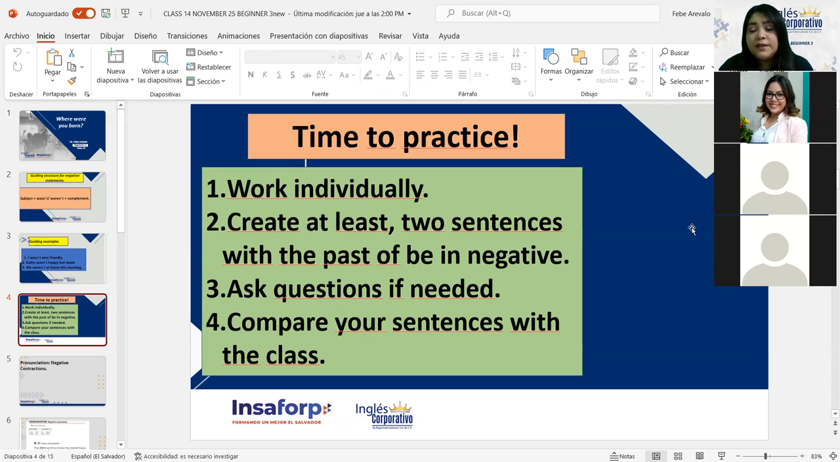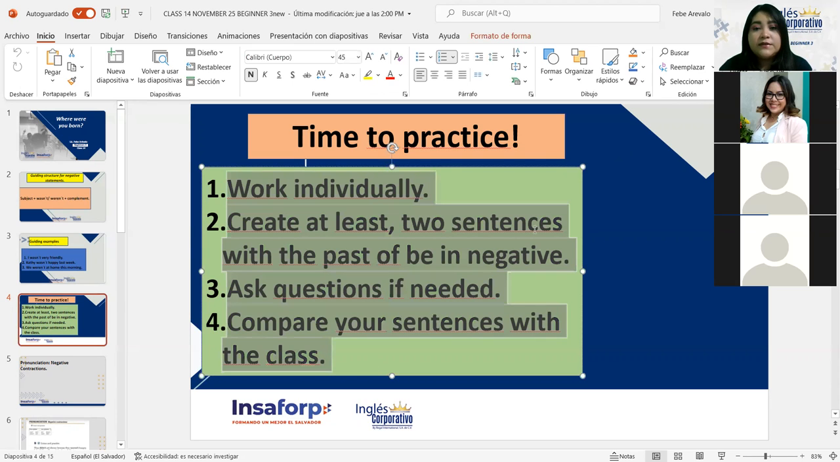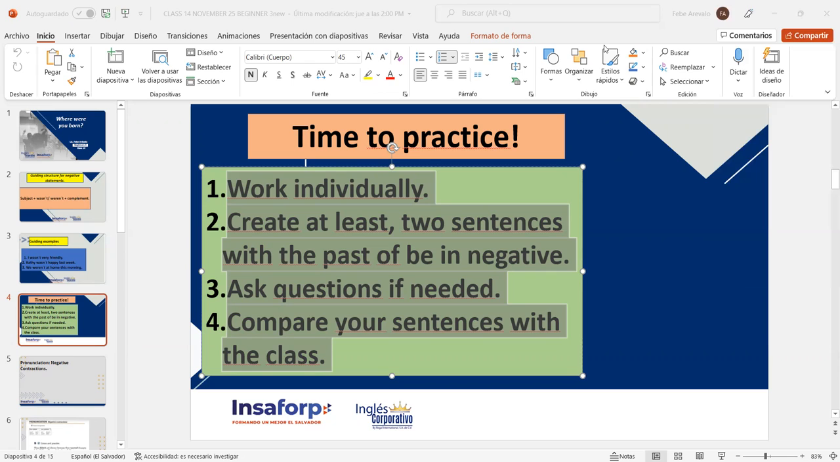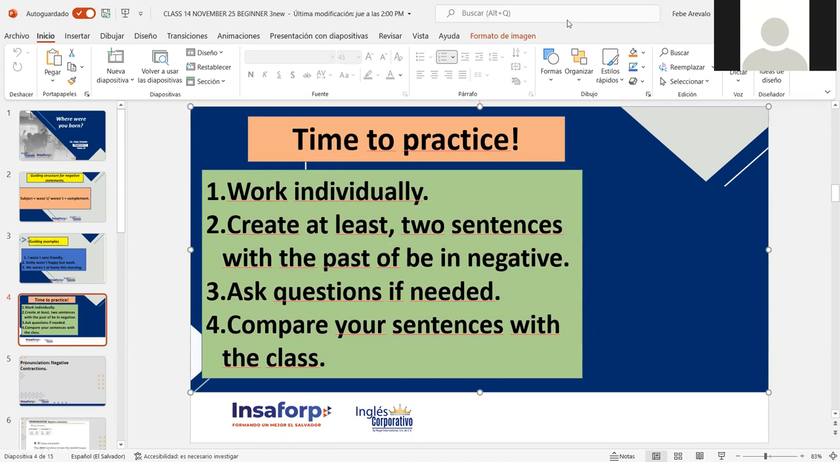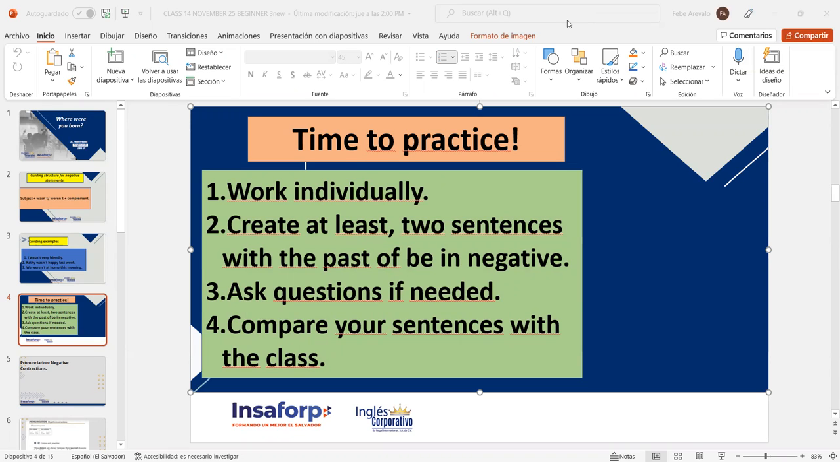It says the instructions. Let me see. José Carpio, can you please read the instructions? Hello, José Carpio, are you there? Maybe you're busy. Let's see. There you go. Excellent, thank you. Thank you, Elvita. Okay, José, nos lee las instrucciones, please. Okay, dice, work individually, create at least two sentences with the past of be negative. As questions are needed, compare your sentences with the class. That's correct. Excellent. Thank you, José.